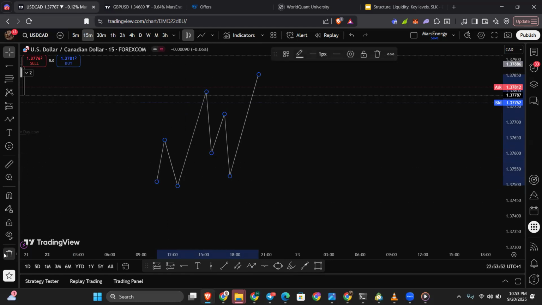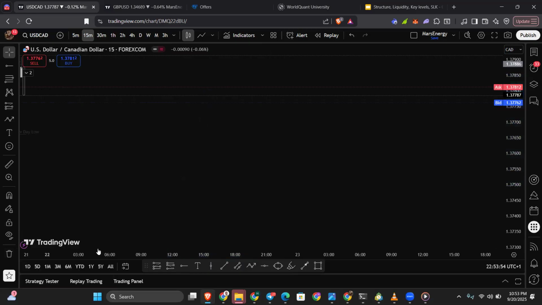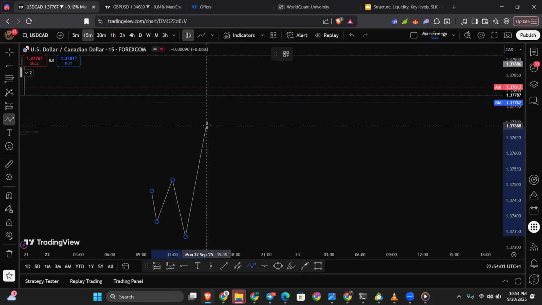Okay, let me start with sweep of liquidity first. You need to have a sweep of liquidity. Right after the sweep.